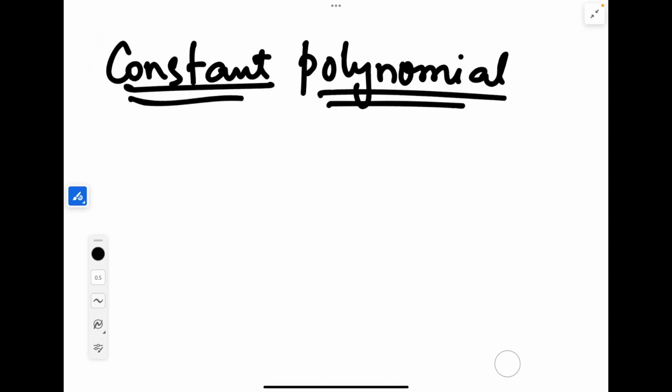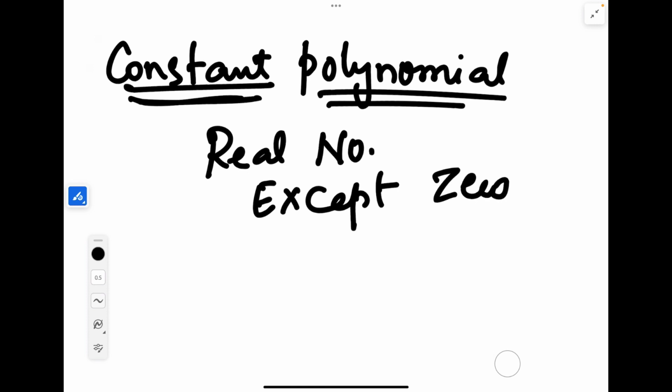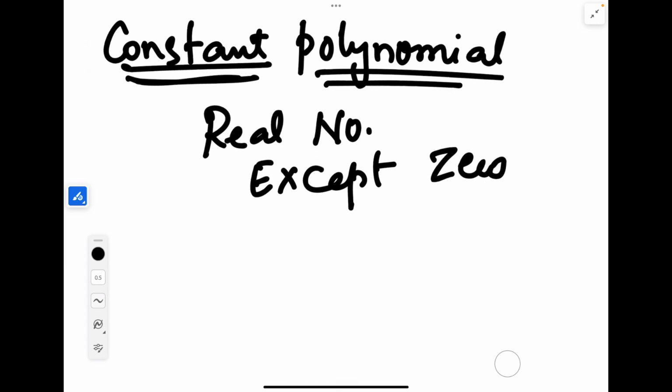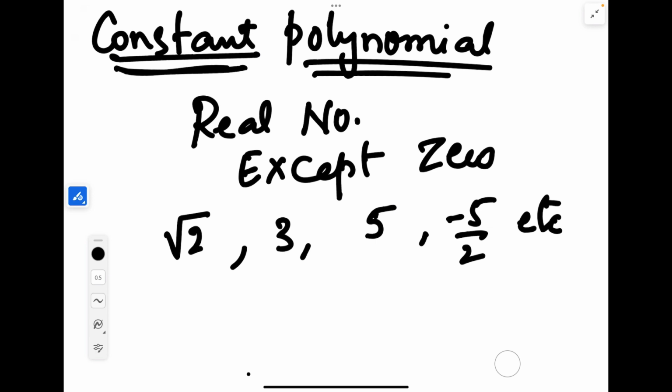This is about constant polynomial from polynomials chapter class 9. So the constant polynomial is any real number except 0 is called a constant polynomial. Yes children, you can take any real number, say for example root 2, 3, 5, minus 5 by 2, etc. These are all constant polynomials. And what do you think the degree of this polynomial is?